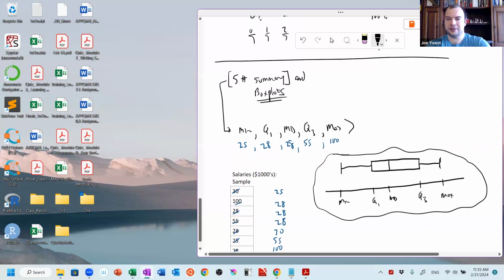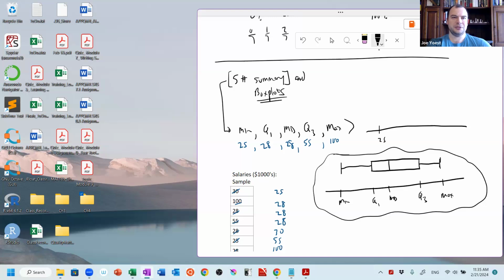If I want to make a box plot for the salary data, I see my min is 25. I do want to stick to a pretty decent scale here because I want the size of my whiskers relative to the size of the box and the location of the median inside of the box to be reasonably accurate. So I'm going to try to stay pretty accurate here. Maybe I'll go 25 to 40 to 55 to 70 to 85 to 100, something like that. So I see a min at 25, my max at 100. Q1 and the median are actually both at 28, and Q3 at 55. So this is kind of a funny box and whisker plot because the median is all the way at the left of the box.